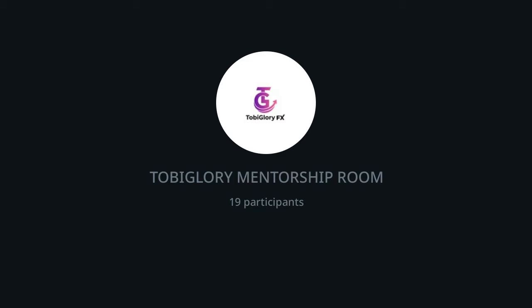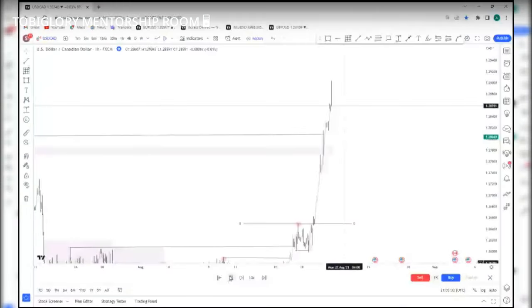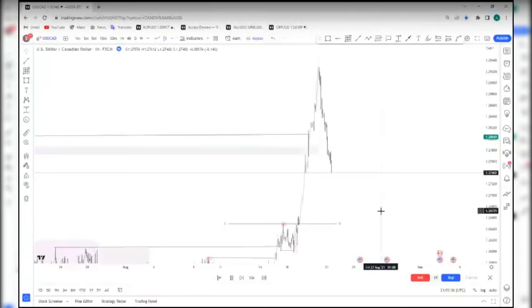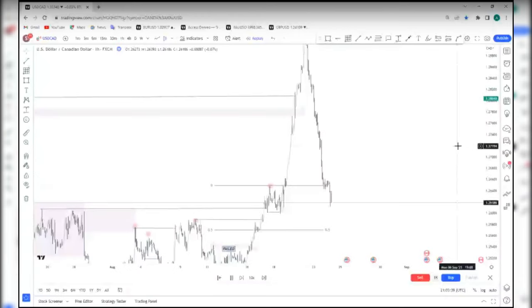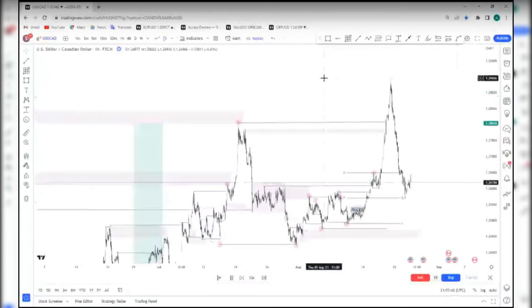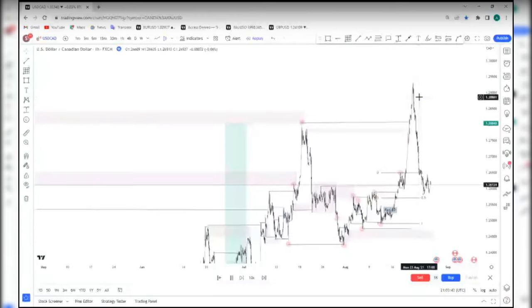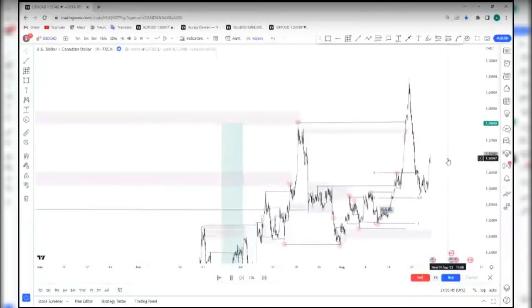Can you see the massive move? This sell is coming from an unmitigated area on a bigger time frame. If you check.